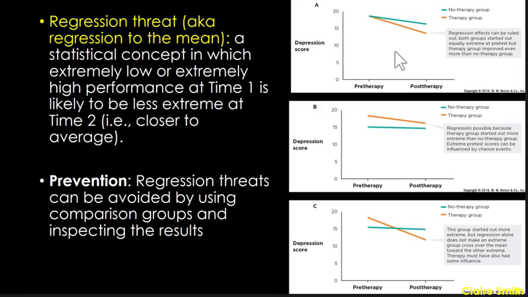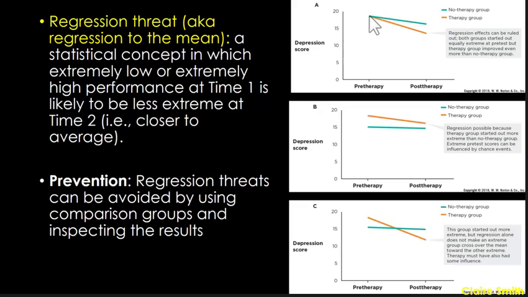So again, for prevention, you want to have a comparison group and really inspect your results to see if there's statistical significance there. So for example, here we have 3 graphs showing different scenarios and whether they show regression effects or not. They're all looking at depression. We have the pre-test and post-test, and the green is the no therapy control, and the orange would be a therapy group.